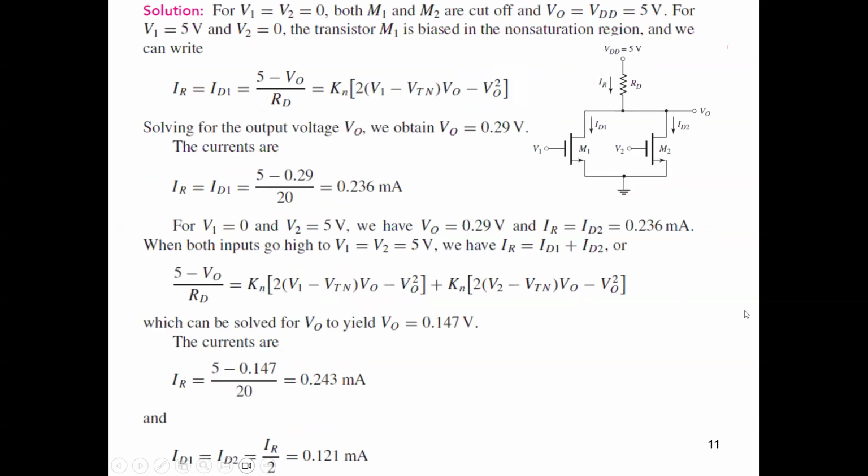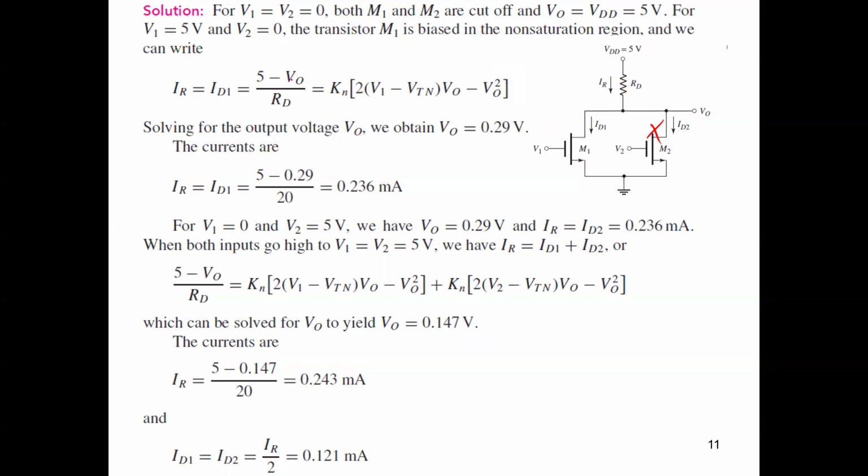So according to the circuit here, guys, we can say that ID, this ID equals IR equals VDD, which is 5 volt, minus V out, which is the same as V drain to source, divided by RD. So this is the current from the circuit.